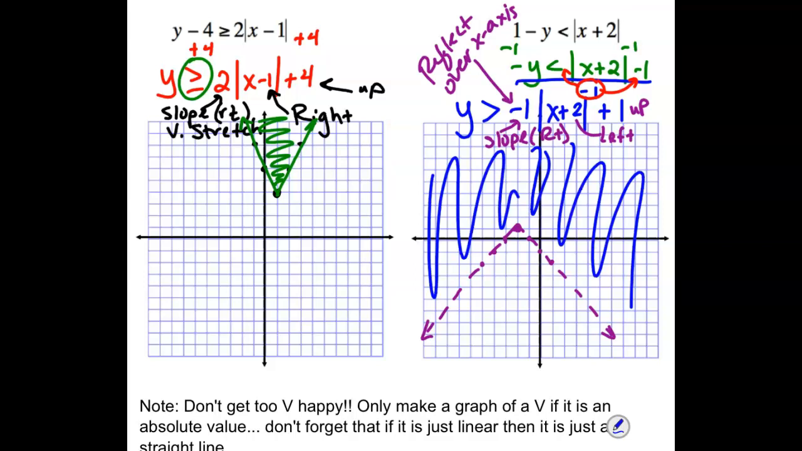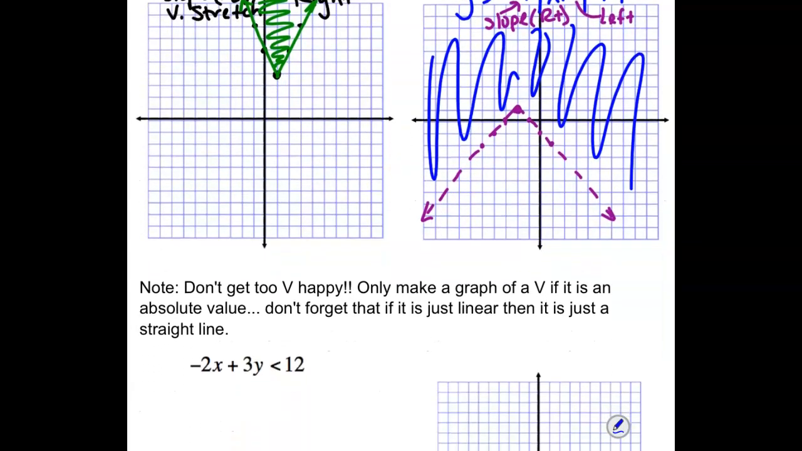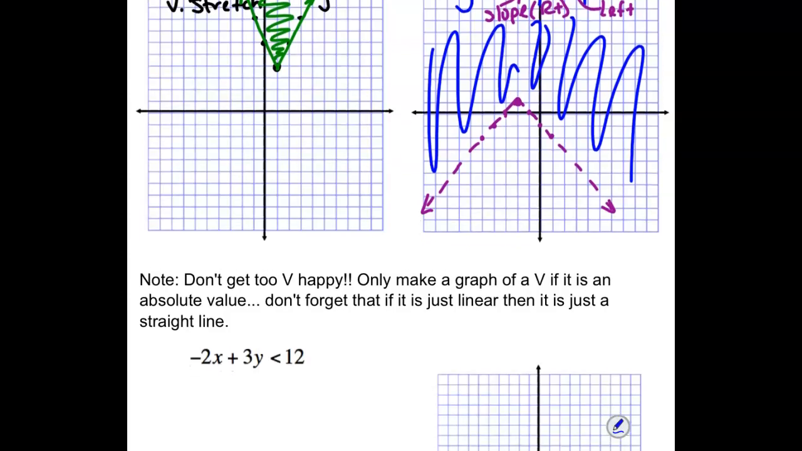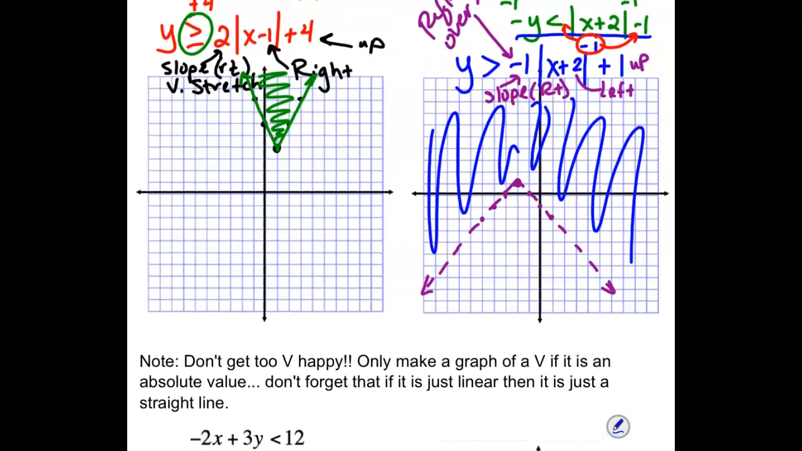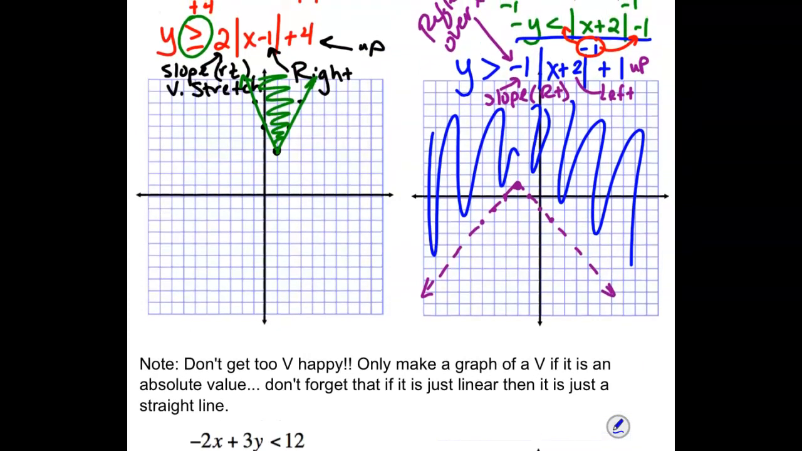So remember that when it's a dotted line or V, it means we're getting really close to that, but we're not actually on that line. If it is a solid line, then the points that form that line or V would be included in your solutions. Also remember that you can always test a point to check if you've shaded the right section.